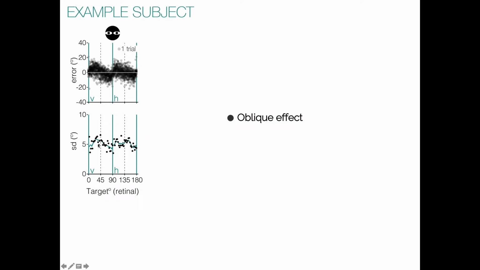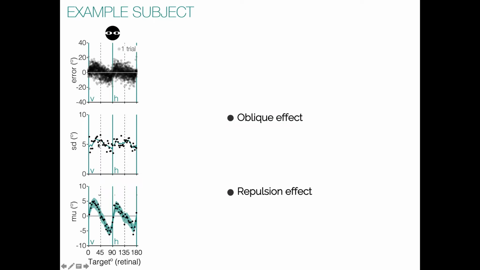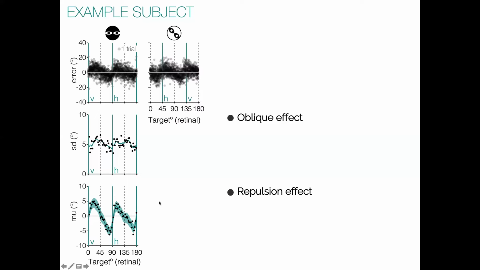So the second summary statistic is the mean. This is a little bit more stable. And what you see, and you already see this quite clearly in the raw data, is that there is a sort of double bump. And when you quantify that for each degree of orientation that the subject was seeing, you see the sawtooth pattern that I showed before as well. Okay, so that's your repulsion effect.